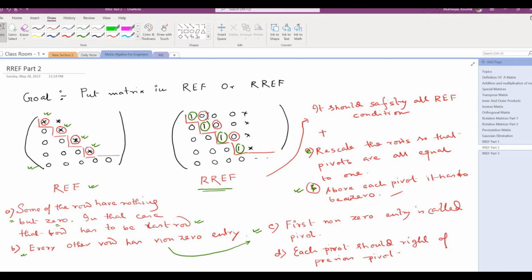So like pivot here, this value should be 0. Pivot here, all these should be 0. Pivot here, all these 3 should be 0. So these are the 6 properties that have to be satisfied for reduced row echelon form. And in the next class we'll see how to make any matrix into reduced row echelon form, because that is the best option.